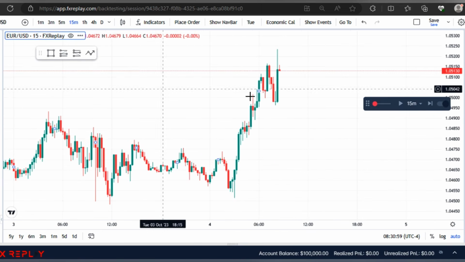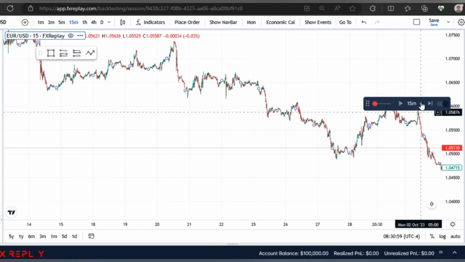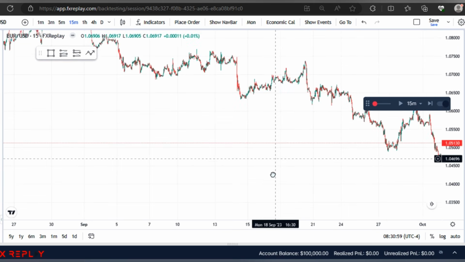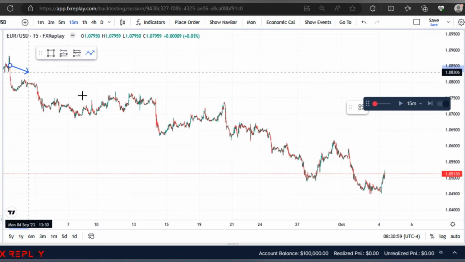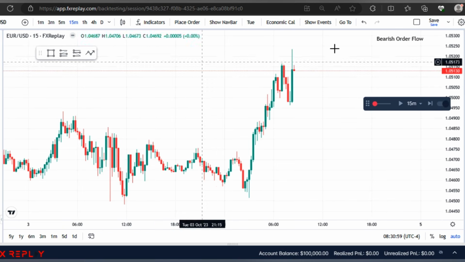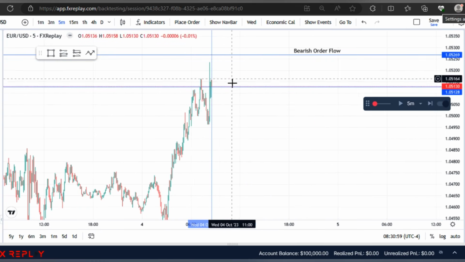Now let's have a look at a couple of examples. Here we are on Euro USD before 8:30 a.m. First of all, we have to analyze the order flow of this market. If we zoom out on a 15-minute time frame, you can see we have a bearish order flow. That means we will be marking out buy-side liquidities. Let's mark them real quick.